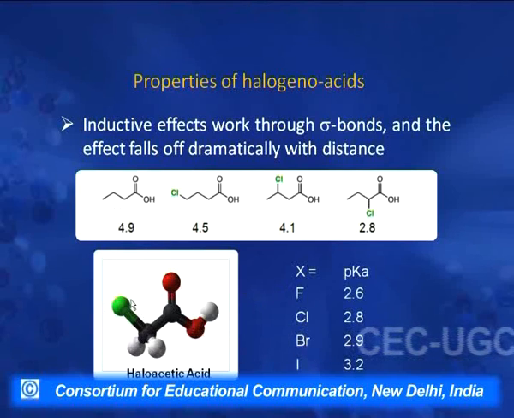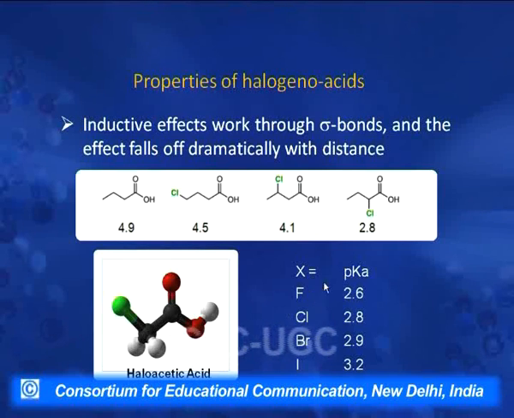When this halogen is fluorine, chlorine, bromine or iodine, their electronegativity decreases, means their electron withdrawing power decreases. Hence, the fluorine substituted acid should be the strongest acid, and when it is iodine, it should be the weakest acid, and we find that their pK value also changes in that way. When it is fluorine, pK is 2.6, with chlorine 2.8, with bromine 2.9, and with iodine it is 3.2.